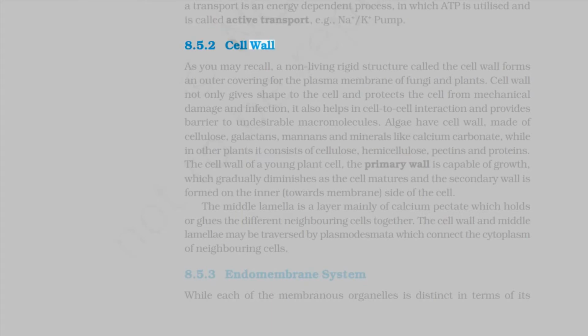8.5.2 Cell wall. As you may recall, a non-living rigid structure called the cell wall forms an outer covering for the plasma membrane of fungi and plants. Cell wall not only gives shape to the cell and protects the cell from mechanical damage and infection, it also helps in cell-to-cell interaction and provides barrier to undesirable macromolecules. Algae have cell wall made of cellulose, galactans, mannans and minerals like calcium carbonate, while in other plants it consists of cellulose, hemicellulose, pectins and proteins.